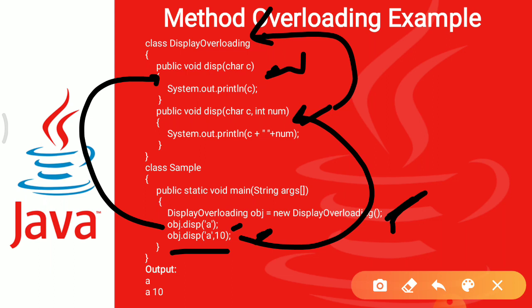If you call two functions with the object, obj.display with a single character a and obj.display with a character plus a number, it will go to the respective functions matching their parameters. The first output will be a and the second output will be a and 10. This is method overloading.